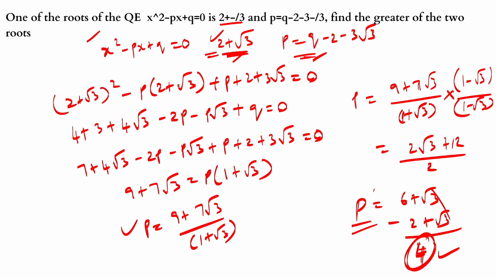We are asked to find out the greater of these two roots. So between these two roots, 4 is the greater one, because 2 plus root 3 is somewhere around 3.7. So 4 is greater.